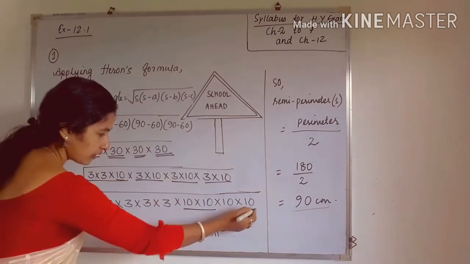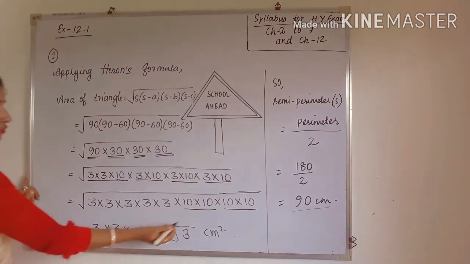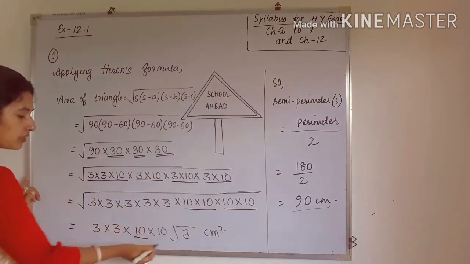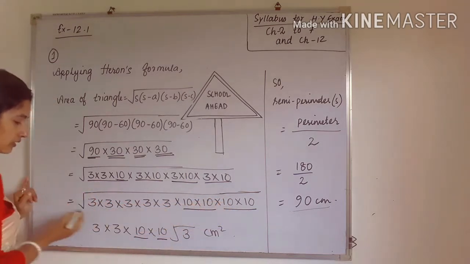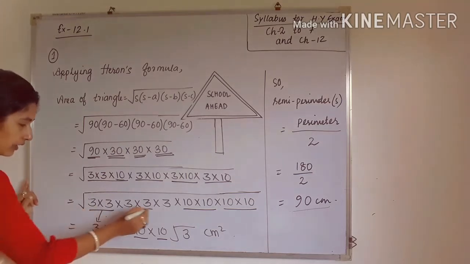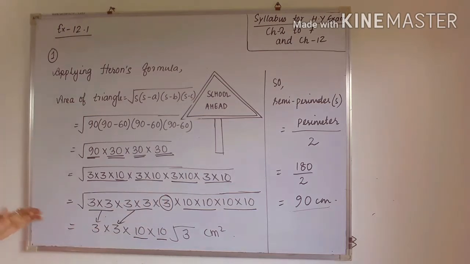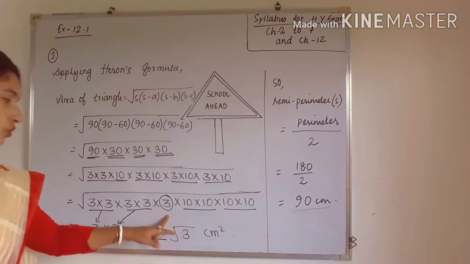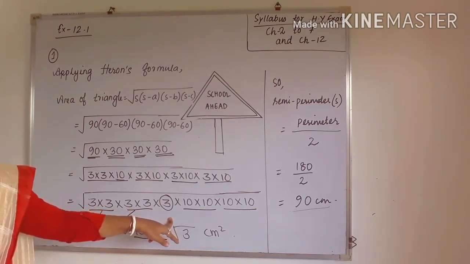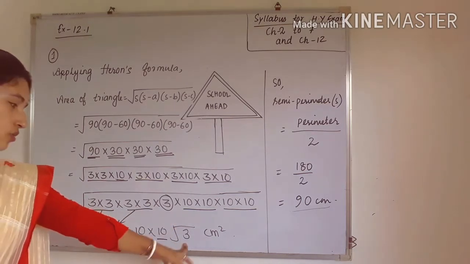So already there are 2 pairs of 10. We can take out 2 tens from these. One 10 will be this and the other 10 will be this. Next, from this you can see one 3 will be this one, the next 3 will be this one, and this will be alone inside the square root because no other 3 is present inside the square root for pairing it with this 3. So we have to write like this, that is root 3.